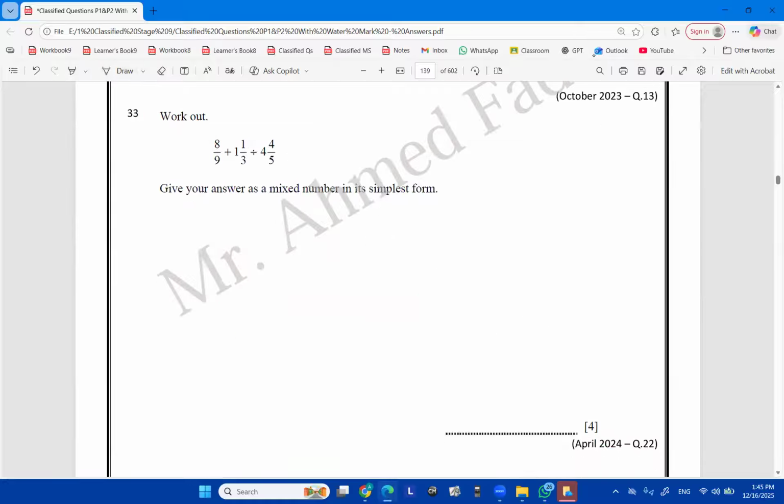Next, question 33. Work out 8 over 9 plus 1 and 1 over 3 divided by 4 and 4 over 5.